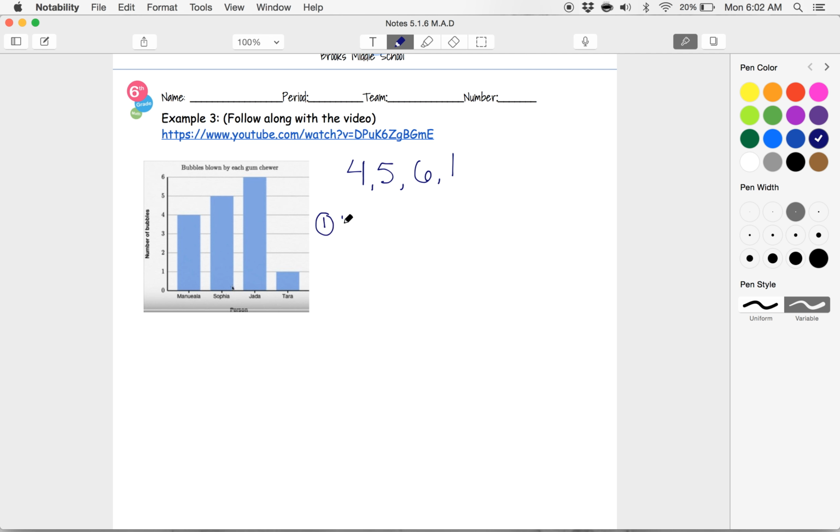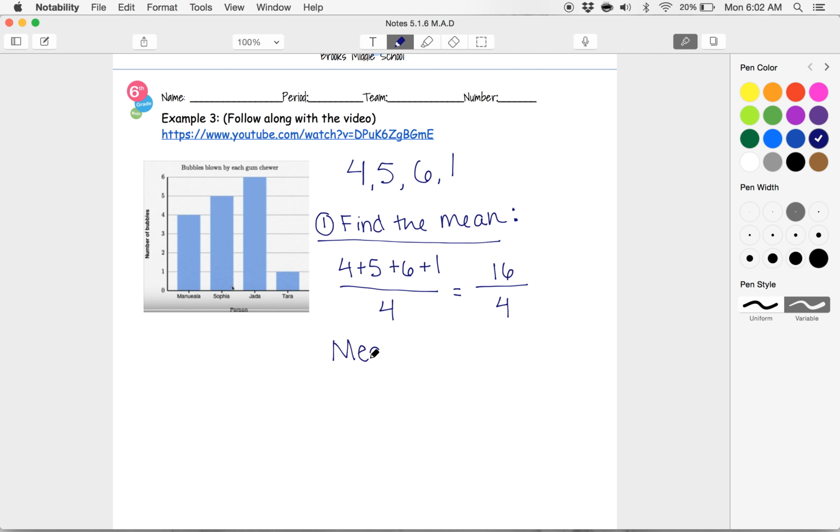So step 1 is find the mean. So 4 plus 5 plus 6 plus 1, all divided by 1, 2, 3, 4. Okay, 4 plus 5 plus 6 plus 1 is going to give me 16 over 4. So my mean is equal to 4.